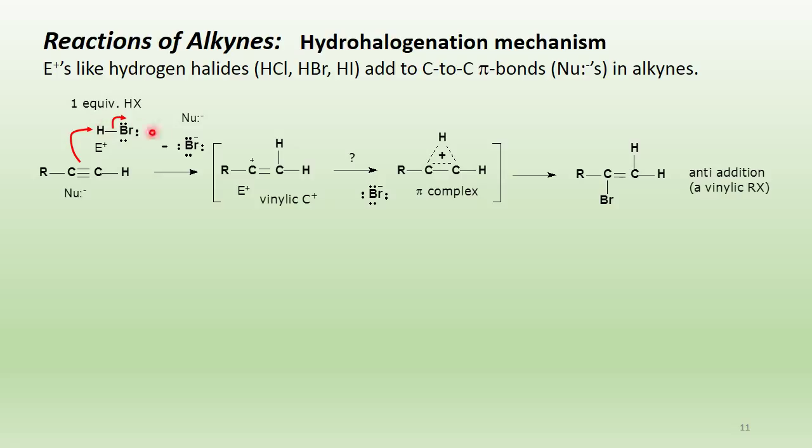Bromine is a good leaving group, producing bromide. Now it turns out that the second atom in, the bromide, always winds up on the opposite side of the hydrogen that was added, which would imply that some kind of bridge formed.